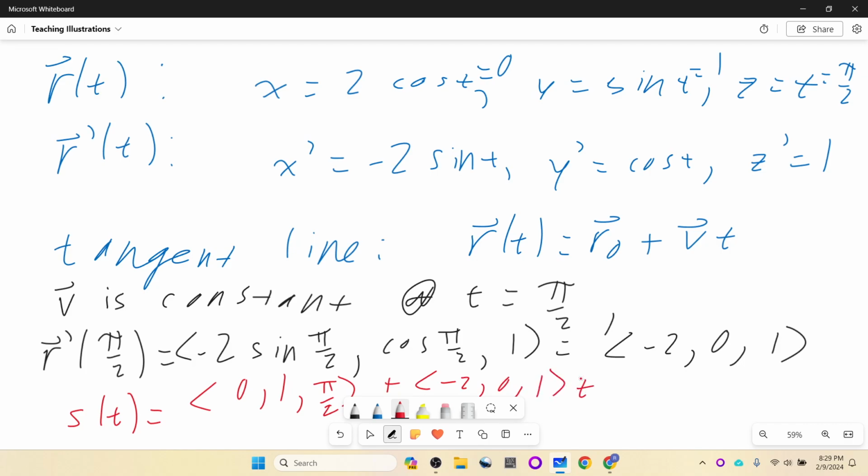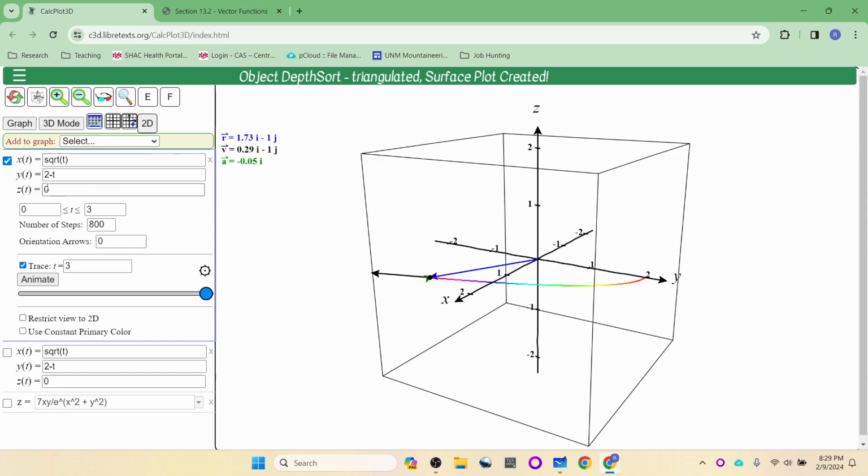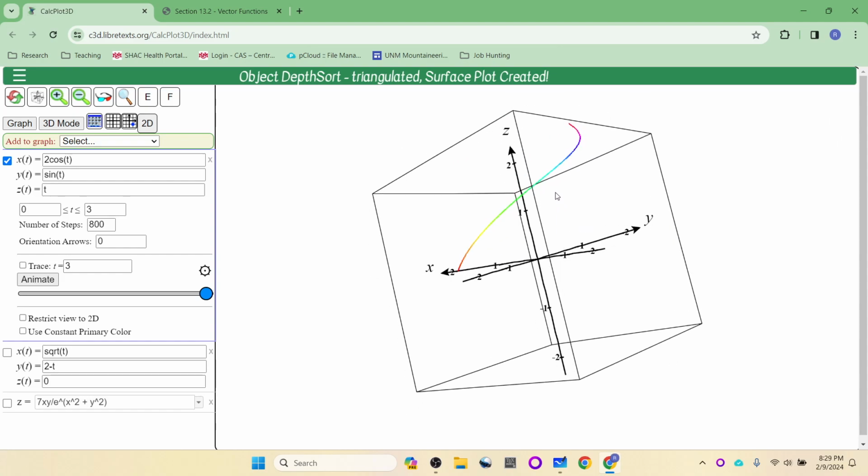I want to illustrate what this means. I think I really do need to graph this one, so let's go do that. So, we're in 3D. Turn this off. Let's graph. X is 2 cosine of t. Y is sine of t. And z is t. I'll turn off the trace. Oh, I misspelled cosine. There it is. It's a spiral kind of going up like that.